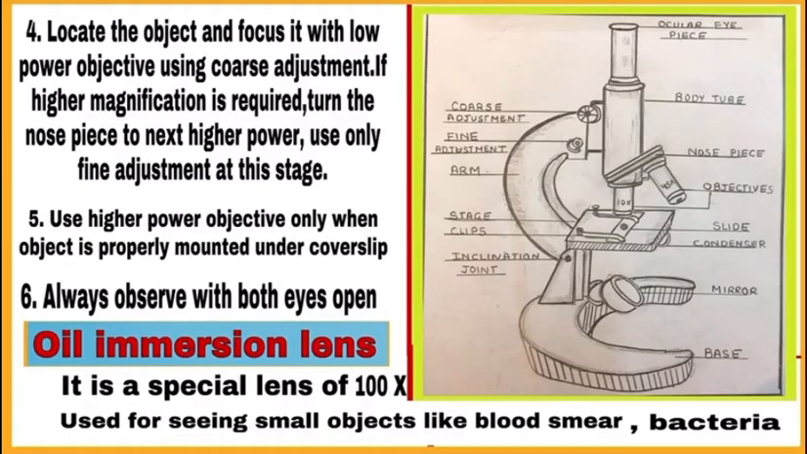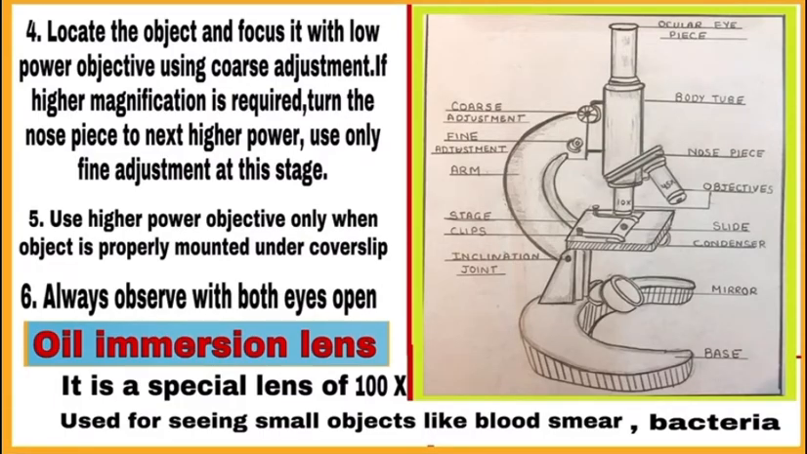Now come to the fourth step. Locate the object and focus it with the low power objective using coarse adjustment. If higher magnification is required, turn the nose piece to the next higher power. Use only fine adjustment at this stage. Next important point is to use the higher power objective only when the object is properly mounted under a cover slip and always observe with both eyes open.